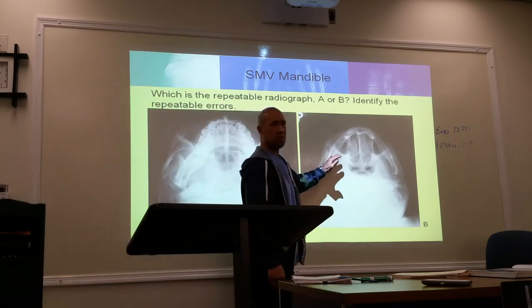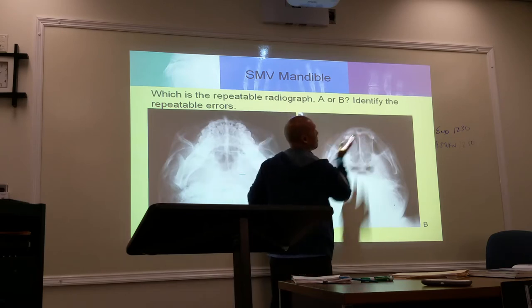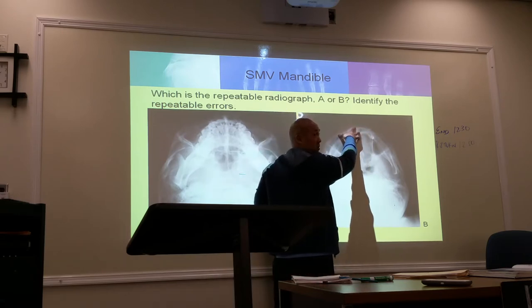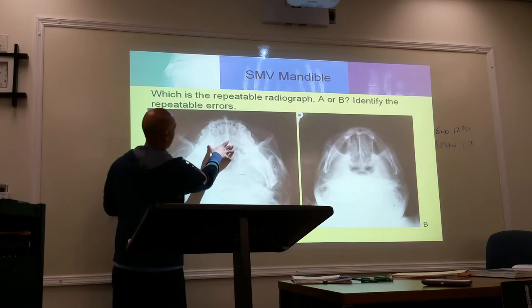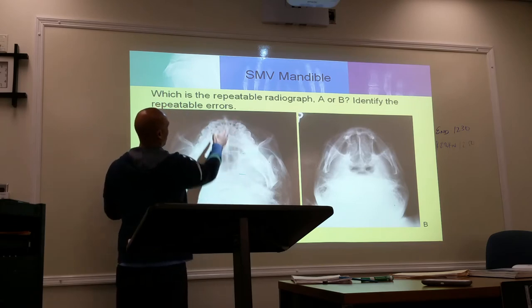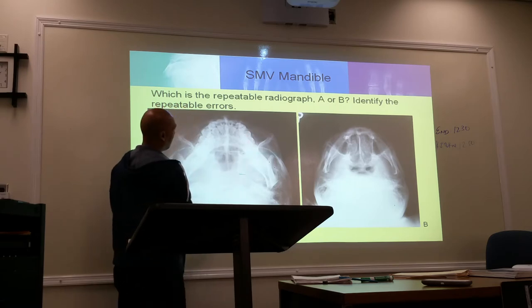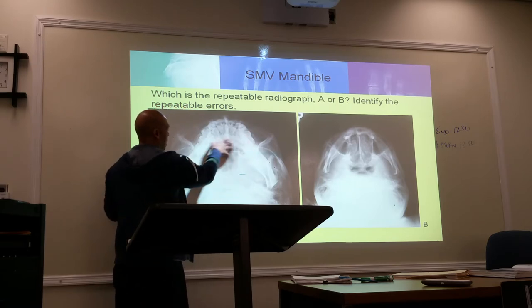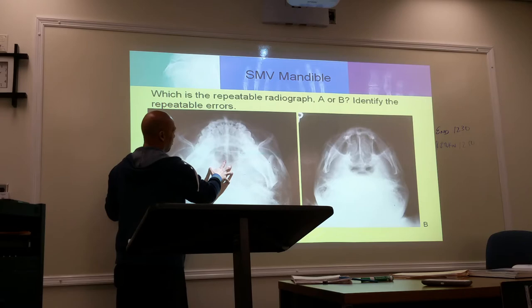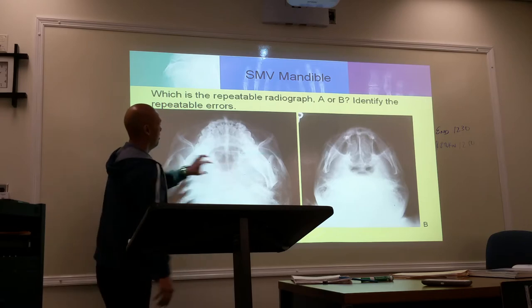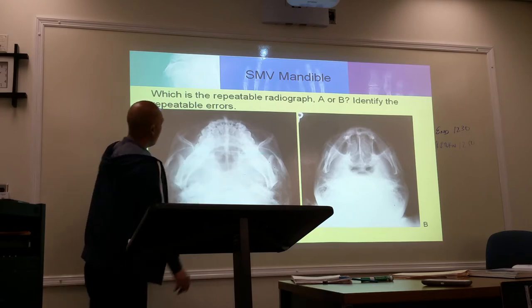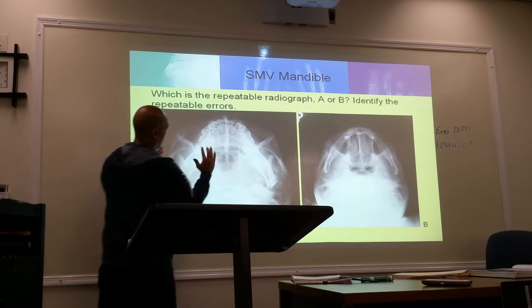This is a properly positioned SMB because the bottom of the jaw is superimposed over the frontal bone. You can still see the nasal septum up here. You're seeing frontal bone. And what happens here is because of this, your sphenoid and your ethmoid are not really free and clear. And you're not really getting a good superimposition.